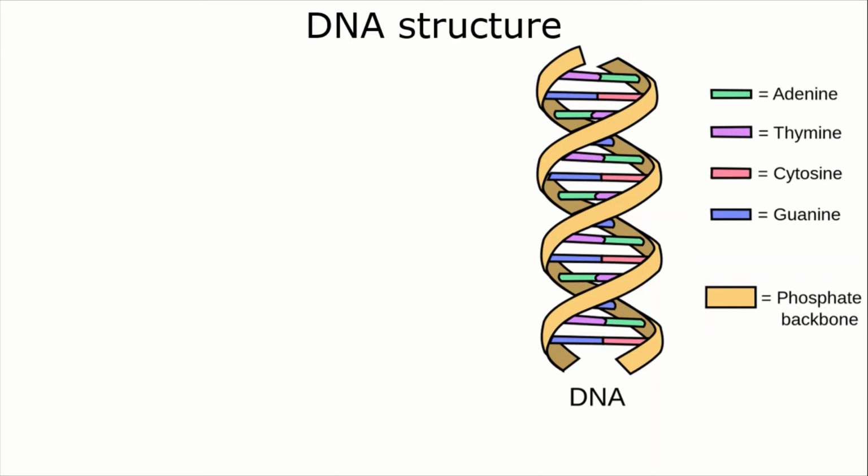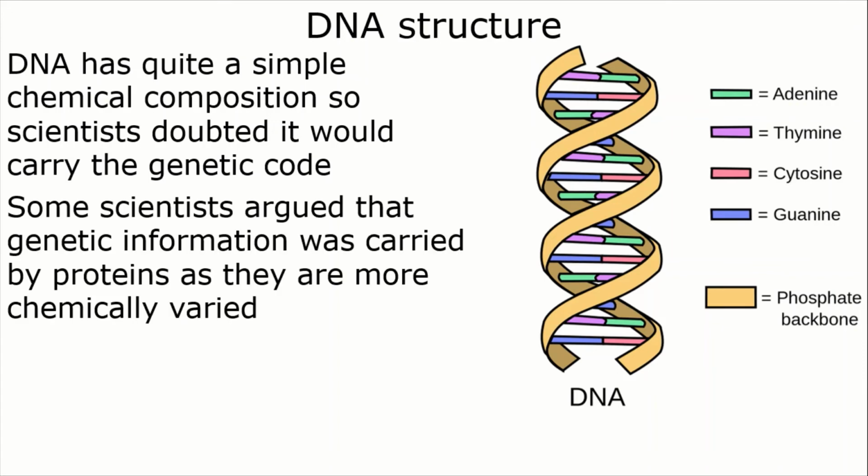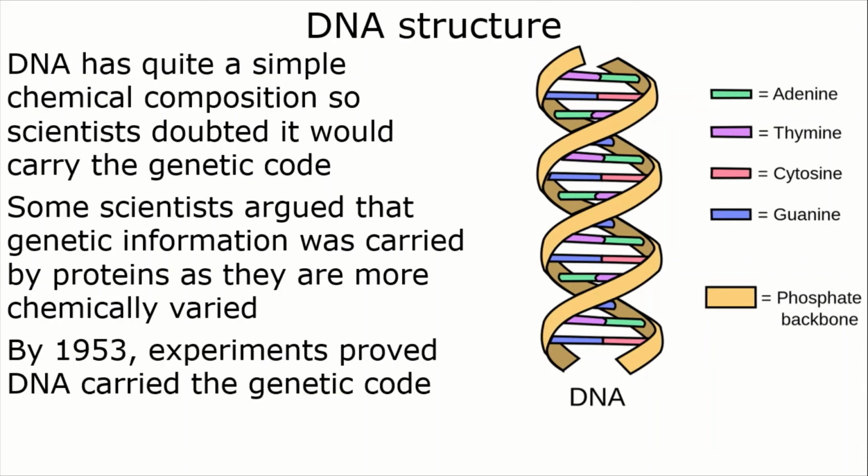Our sugar-phosphate backbone is represented by these yellow twisting strands, and in the middle we have our bases, represented by these little pastel coloured squares. When DNA was first discovered in the 1800s, scientists doubted it was the molecule that would carry the genetic code because its chemical composition is quite simple. Many scientists argued that proteins carry genetic information because there's a lot more chemical variation in proteins.